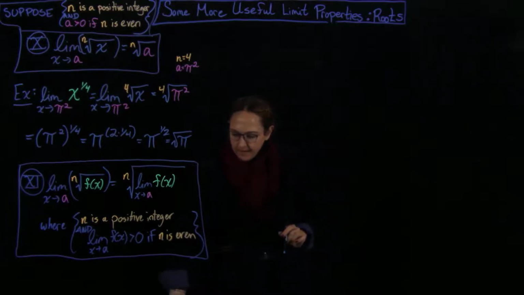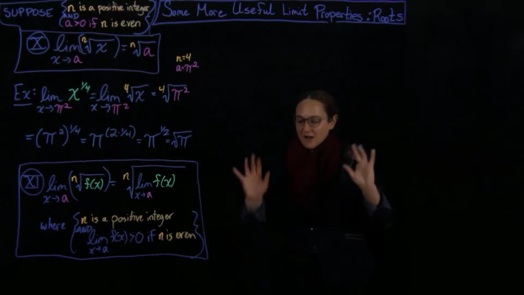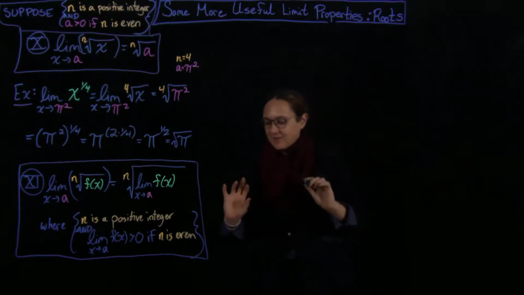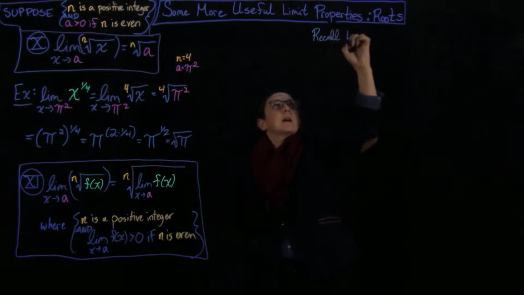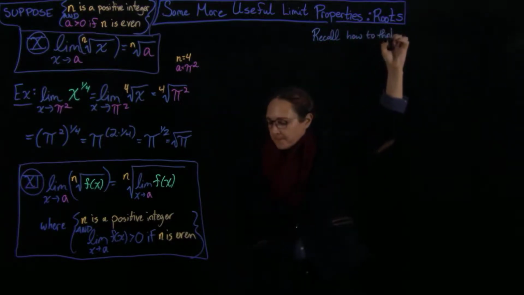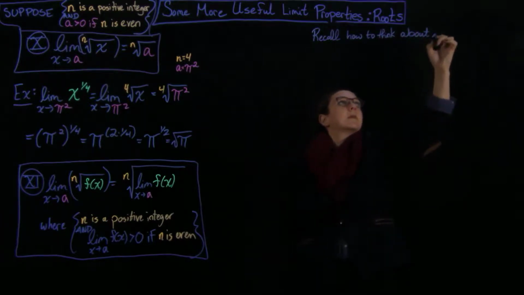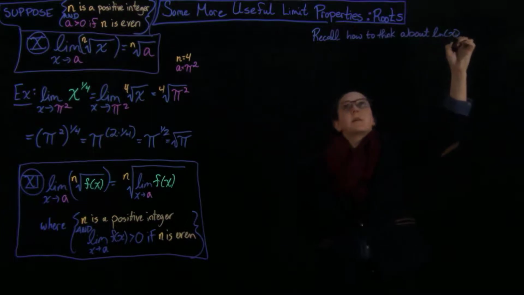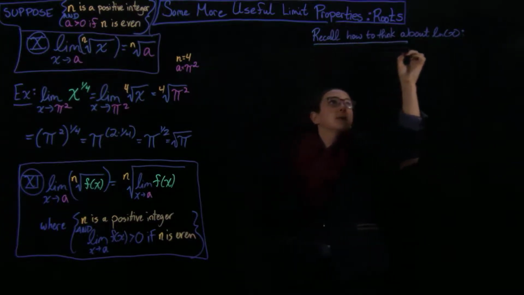Okay, so to do this example, let's recall how I think about the natural logarithm. So recall how to think about the natural logarithm. Okay, so this is how I think about the natural logarithm. I went over this when we were talking about limits.